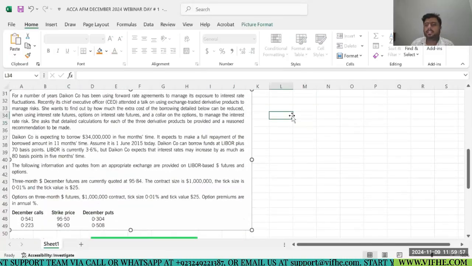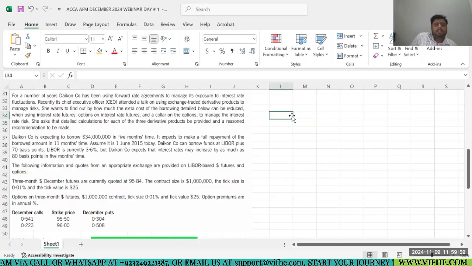How does the question start? So the question is saying, for a number of years, Dicon Company has been using forward rate agreements to manage its exposure to interest rate fluctuations. Recently, its Chief Executive Officer, CEO, attended a talk on using exchange traded derivative products to manage risk. She wants to find out by how much the extra cost of the borrowing detailed below can be reduced when using interest rate futures, options on interest rate futures, and a collar on the options. To manage the interest rate risk, she asked that detailed calculations for each of the three derivative products be provided and a reasoned recommendation to be made.